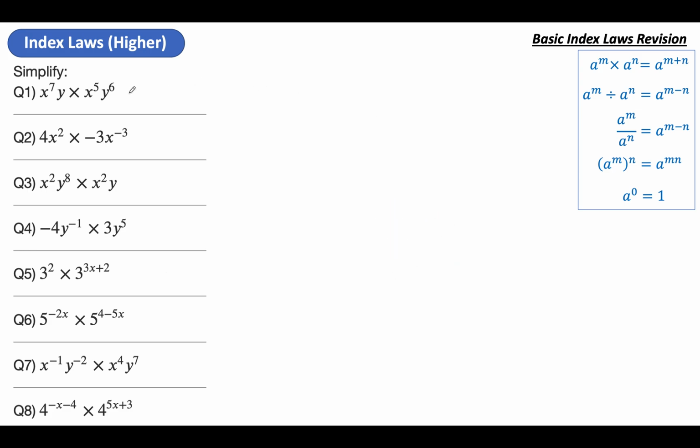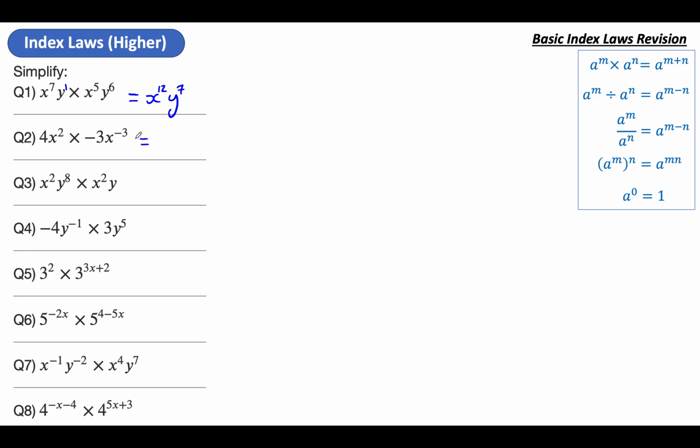Right, first one. Remember, if you're multiplying, you add your powers together. So the x will be the power of 12, because 7 and 5 is 12. And y will be to the power of 7, because that's really y to the power of 1. So y to the power of 7.